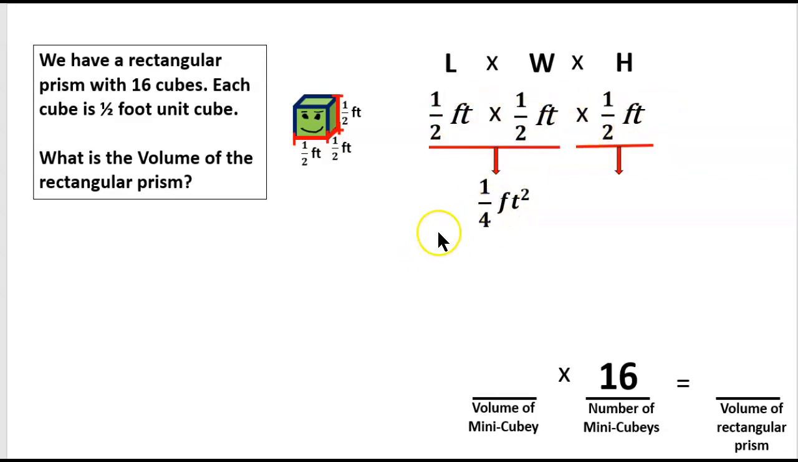What's half of a fourth? Half of a fourth, or a fourth of a half, either way, it's a commutative property, you can switch them. You're going to get 1/8 of a foot. Of a foot what though?